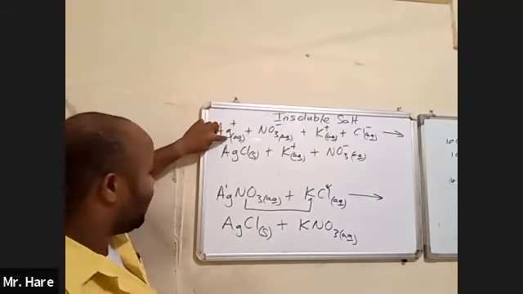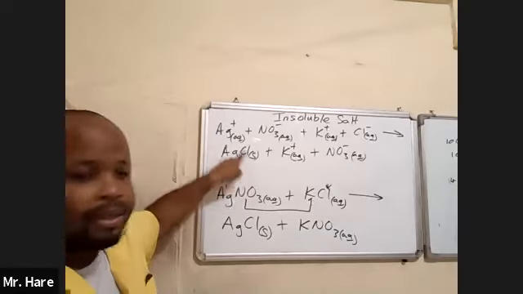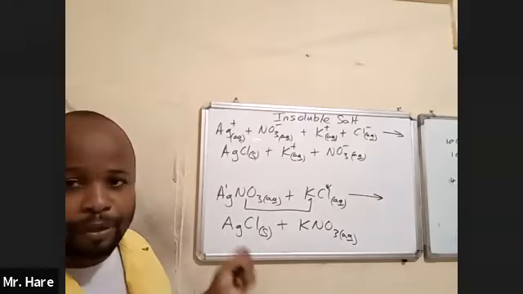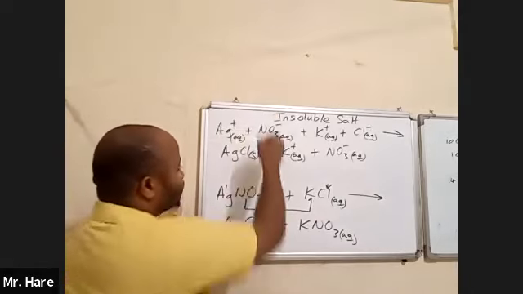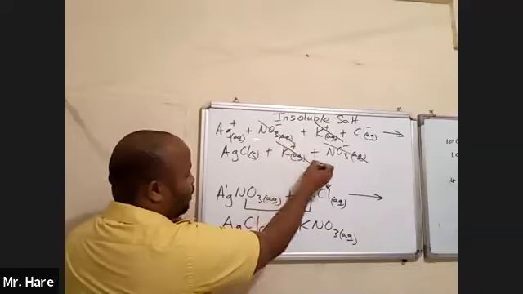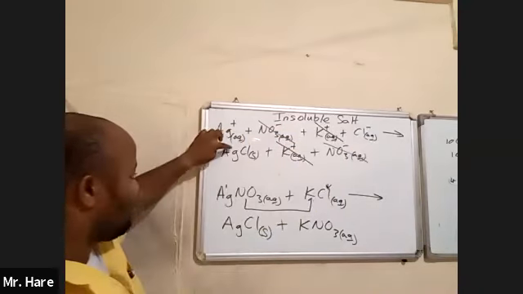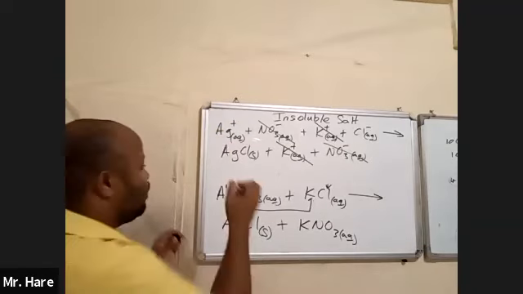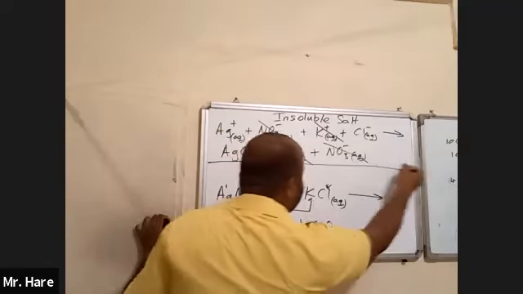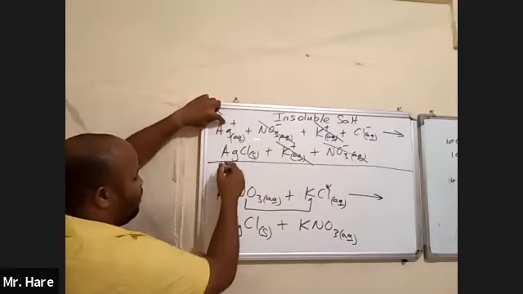Silver here is aqueous, but in silver chloride, it is a solid. Different state, you leave it alone. Nitrate is aqueous, aqueous. Potassium is aqueous, potassium is aqueous. The chloride ion is aqueous, but in silver chloride, it is a solid. So you write a final net ionic equation, which is silver ion.